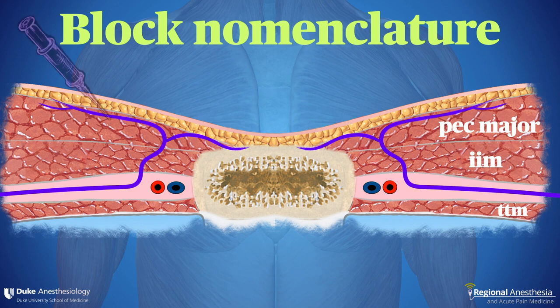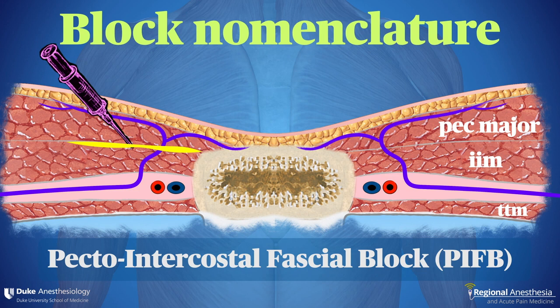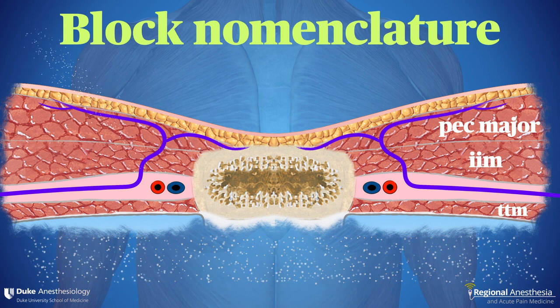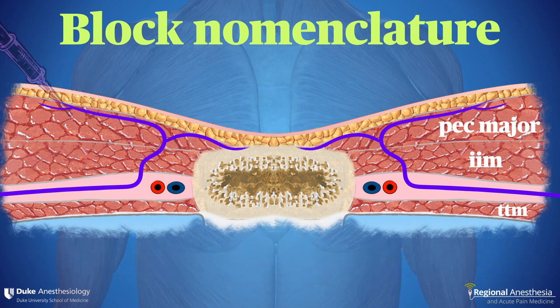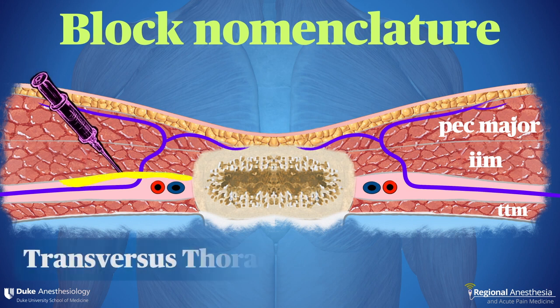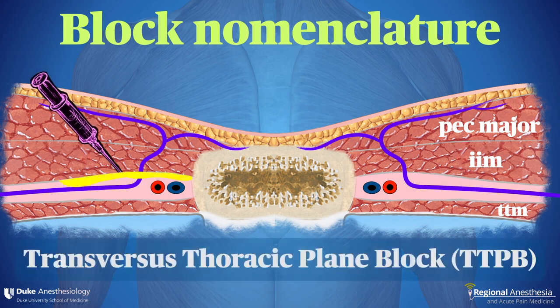For example, a needle can be advanced to the plane just deep to pec major and above the internal intercostal muscle. This has been termed the pecto-intercostal fascial plane block, and local anesthetic placed here will catch the nerve on its way up to the surface. A needle can also be placed below the intercostal muscle in the neurovascular plane. This block is commonly known as the transversus thoracic plane block.